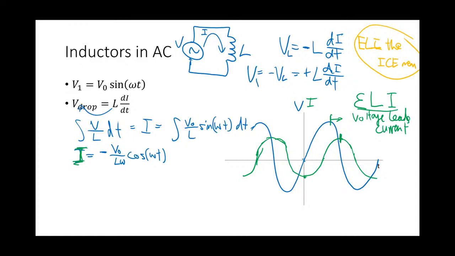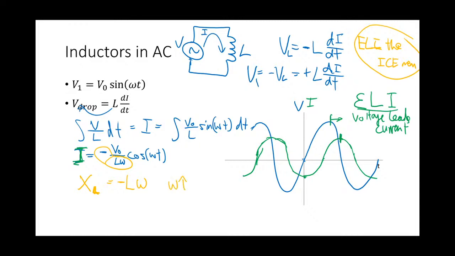So again, we end up with a cosine function. So we can again define this thing called the reactance, right? And the reactance is whatever got caught underneath here, except we have to include this negative sign. So the reactance for the inductor is negative L omega. Very similar to the capacitor case.